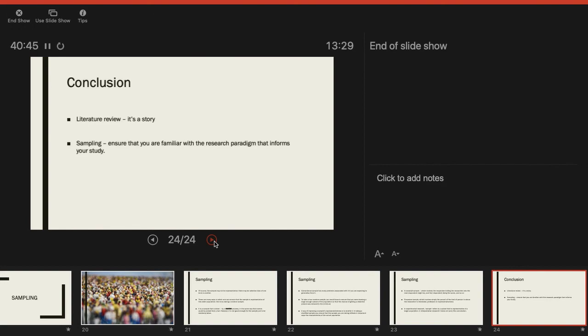Okay, so that is the end of the lesson for the literature review and sampling, and I hope that this session provided you with some insight in terms of assisting you with compiling your literature review and selecting the appropriate sample for your research project.